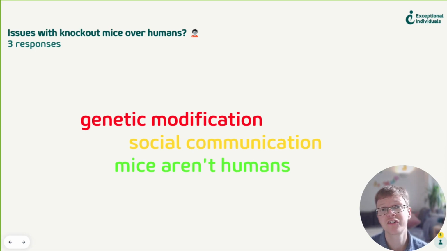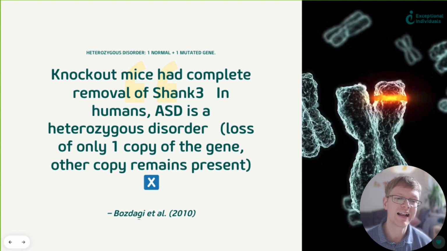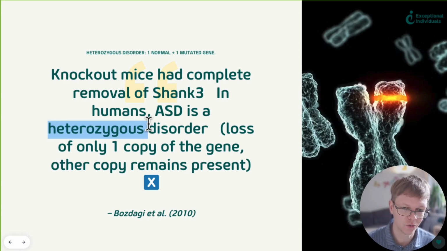They mimic certain instances of autism, those ways that we say they look autistic, more of an observation. For instance, when a mouse is being less social or choosing not to interact with its peers or has less interest in certain areas, that is what we mean when we say autistic characteristics. We don't know that for certain, but the answer I'm looking for is that knockout mice have complete removal of SHANK3. In humans with ASD, it is a heterozygous disorder, which is the loss of only one copy of the gene.